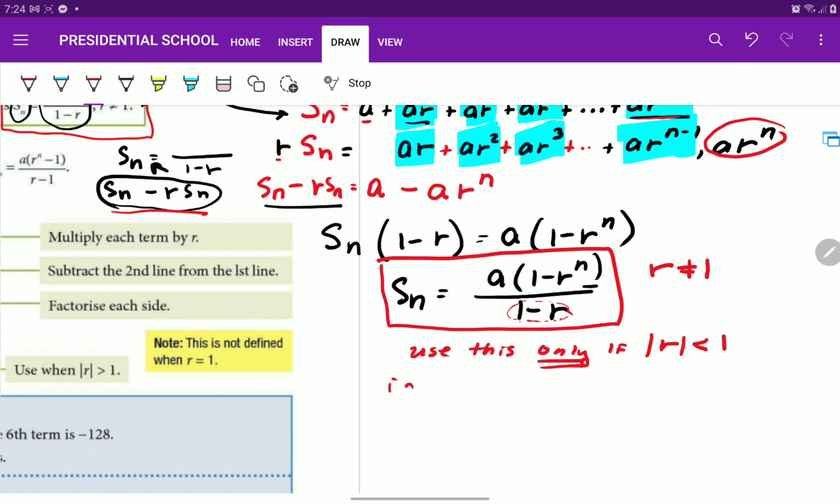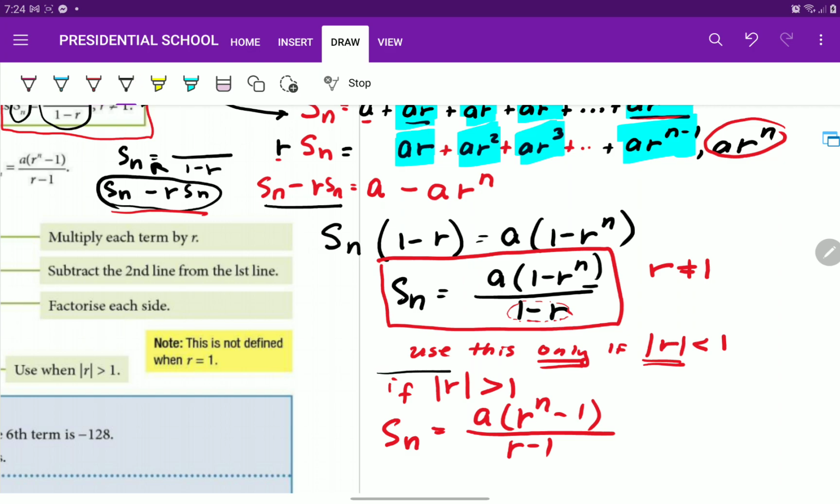However, if the modulus of r is greater than 1, guys, take a look, this is modulus, absolute value. If the absolute value of r is greater than 1, then the formula that you will use will be the reverse of this: a times r to the n minus 1, over r minus 1. Okay, please don't forget that. This is the formula that you're going to use if the modulus of r is greater than 1. This other formula is for the modulus of r less than 1.